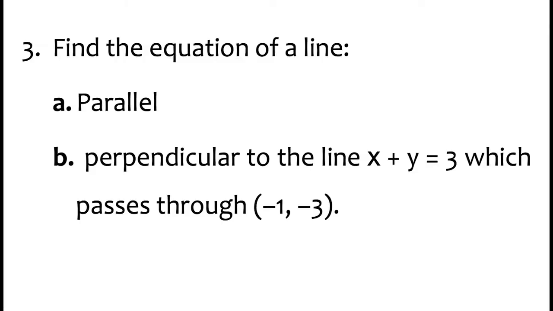Example 3 says: find the equation of a line (A) parallel and (B) perpendicular to the line x plus y equals 3, and it passes through minus 1, minus 3.